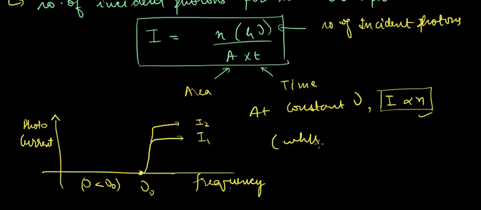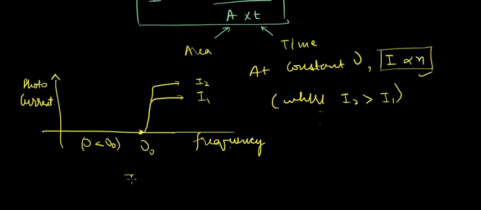You can say that where I2 is greater than I1, so more the intensity of light, more ejection of photoelectrons from the metal surface will take place. Okay, and more would be the photocurrent. Okay, so you can just write this like that: as the intensity of light increases, the number of photons incident on the cathode plate increases, and hence the number of electrons or photoelectrons also increases, resulting in more photocurrent.